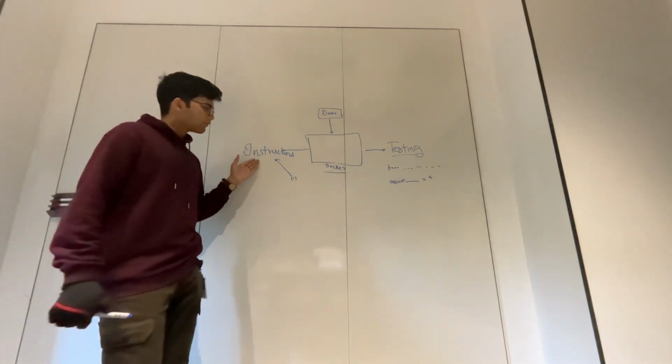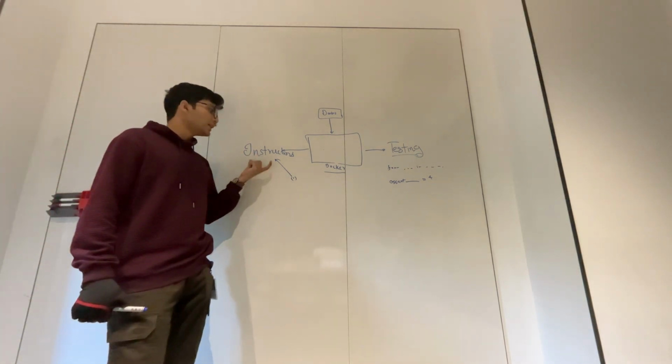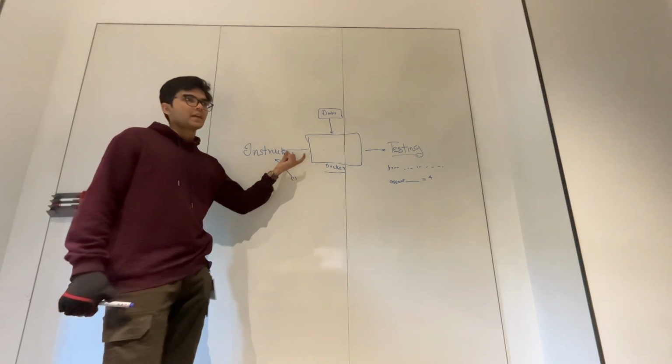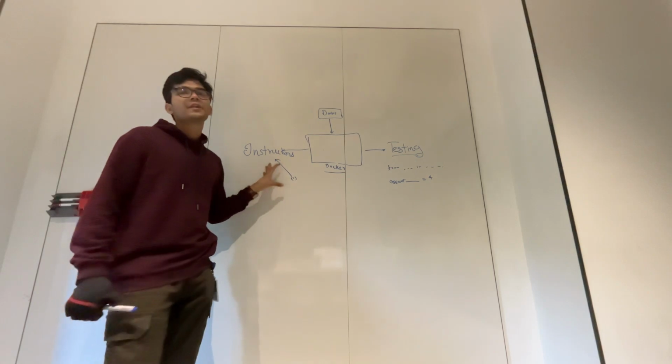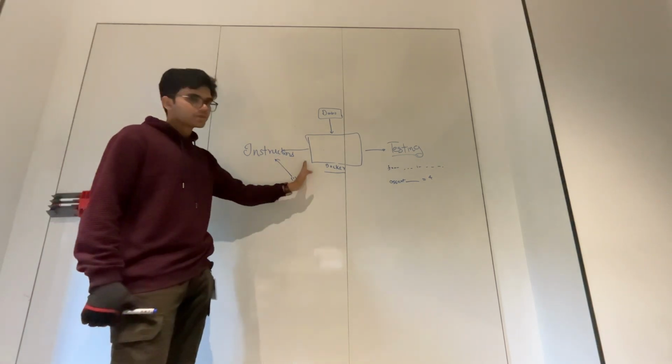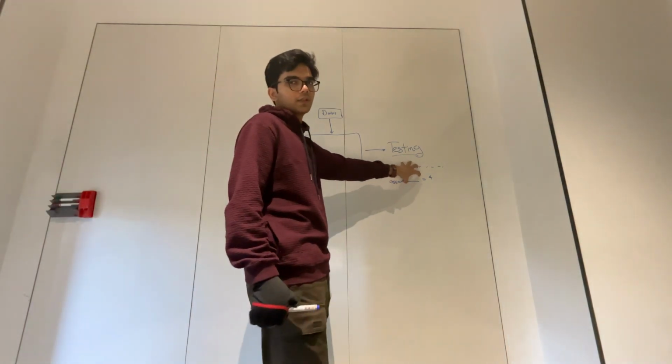Let's say be as specific as possible. So create a file named main.py in which there is a function named sum which adds two numbers. Now this is pretty good instruction because we have the file name, we have the function name. Now we can test that over here.